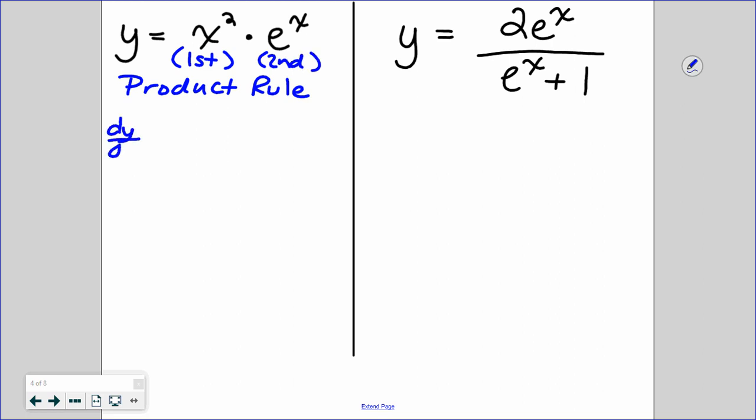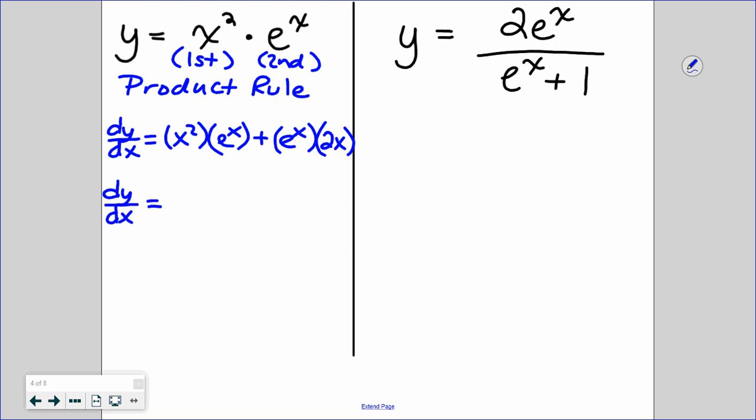And so dy/dx would equal first, which is x squared, times derivative of the second. Derivative of e to the x is still e to the x, plus second, which is e to the x, times derivative of the first. Derivative of x squared is 2x. As far as simplifying goes, you could drop these parentheses and just write it as x squared e to the x plus, now I might just switch the order here so I can get rid of those parentheses, 2x e to the x.